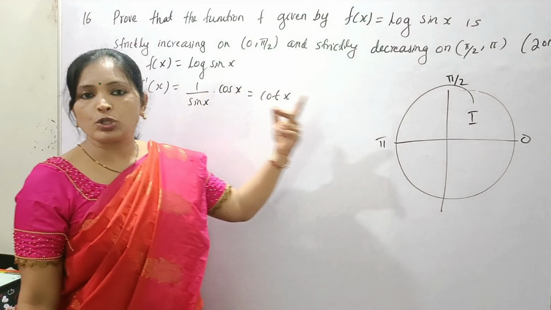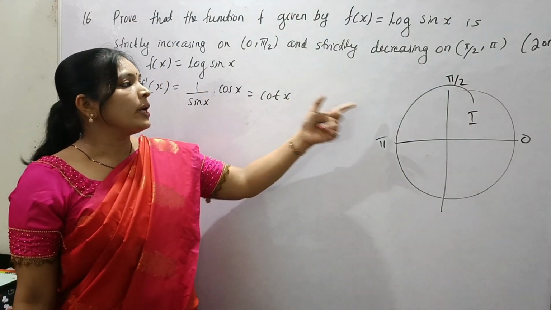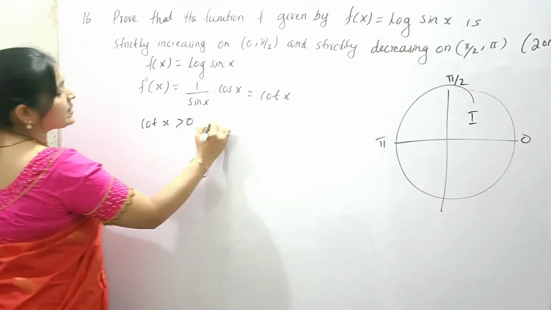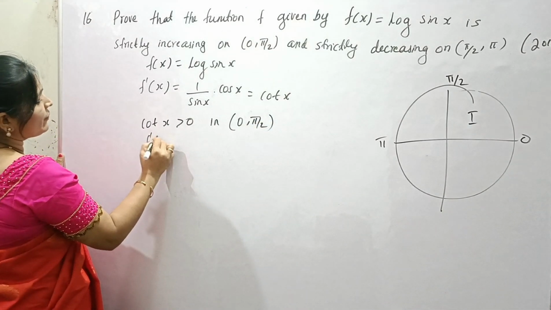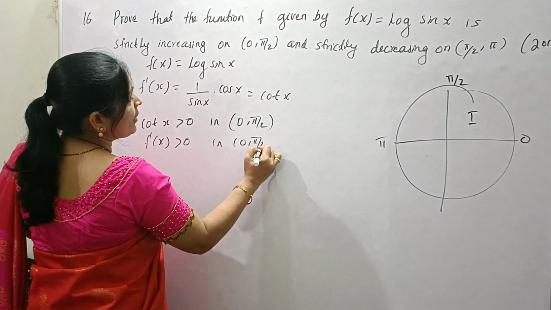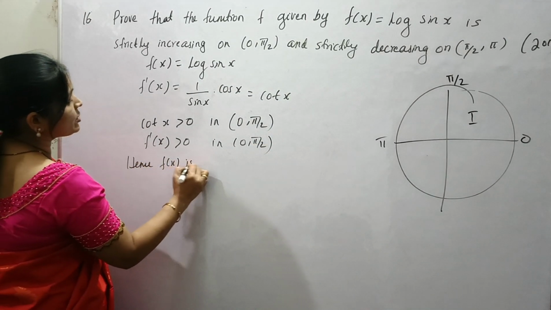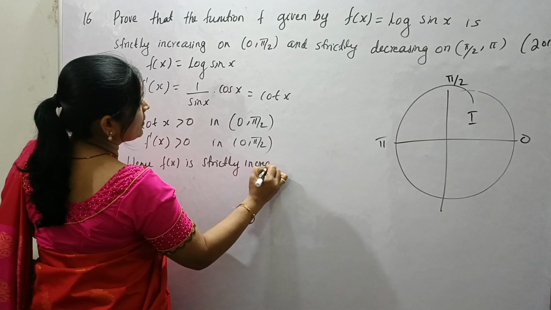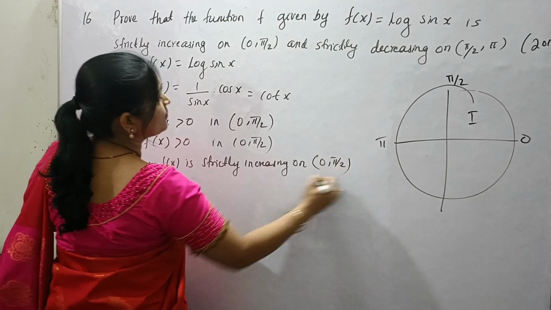So here cot x is also positive. Therefore, cot x is greater than 0 in the interval 0 to pi by 2. Therefore, f dash of x is greater than 0 in 0 to pi by 2. Hence, f of x is strictly increasing on 0 to pi by 2.